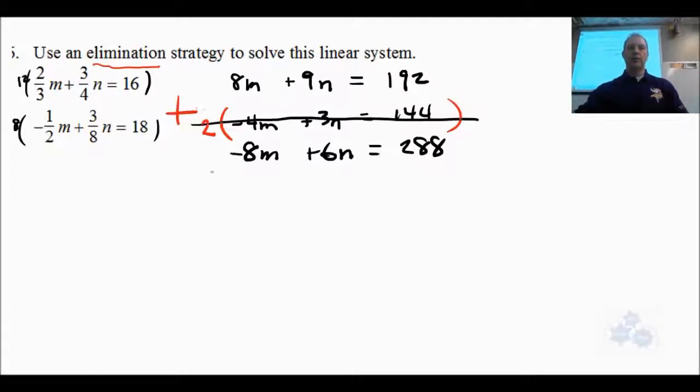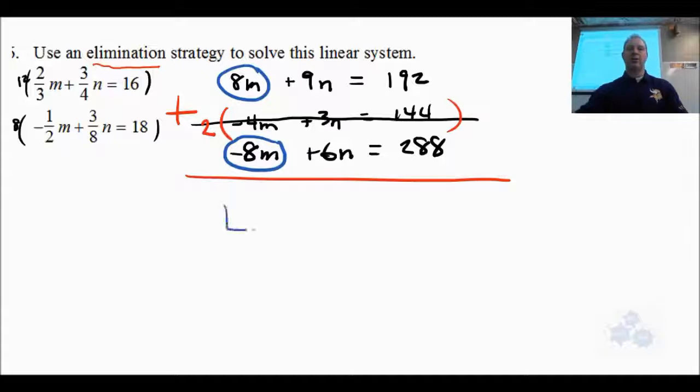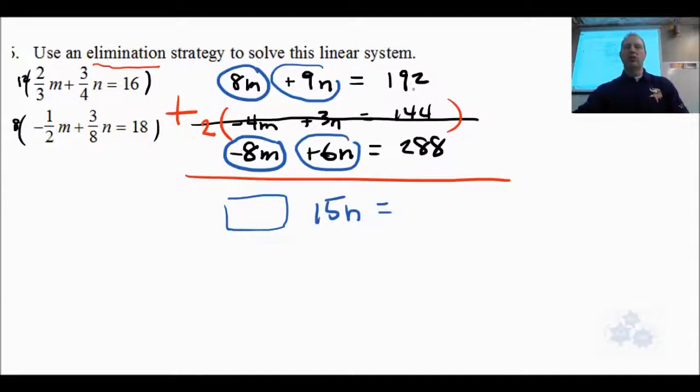And now what we want to do is add. Because when I add now, 8m plus negative 8m, that's gone. There's nothing there. So you just leave that blank. 9n plus 6n, those are like terms, so we can just gather it into one. That's going to be 15n, right? 192 and 288 is going to be 380. 480. Thank you. 480.